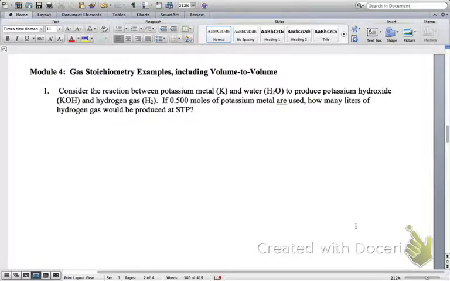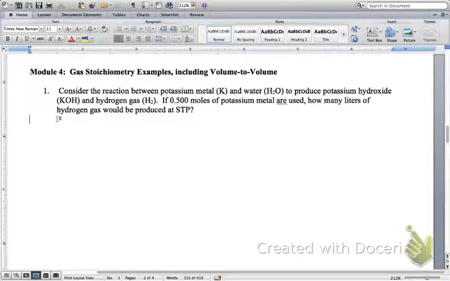All right, so with gas stoichiometry examples, we're going to need to remember a conversion factor that we learned earlier in the year. Something referred to as standard molar volume, or in other words, the volume that 1 mole of any gas occupies at standard temperature and pressure. Does anybody remember this little conversion factor right here?